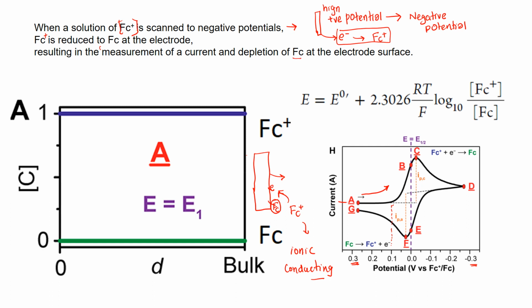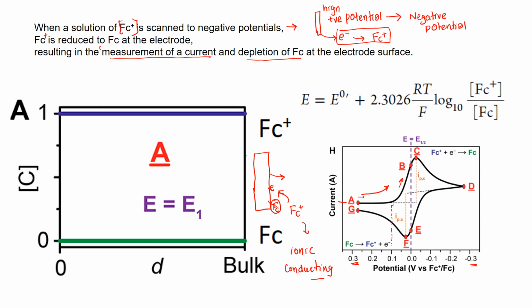So this is what happens: there is this reduction of Fc to Fc plus, there will be a measurement of current, that is this one, this peak will be shown, and there is also a depletion of Fc at the electrode. Now what is the meaning of depletion of Fc at the electrode?